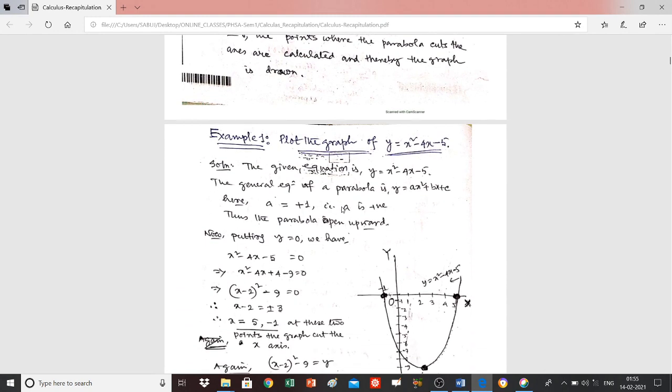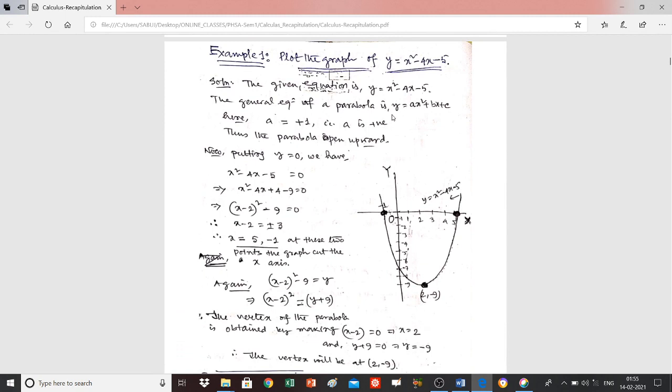So this is the given equation. I am rewriting this here, and you know the general formula of the parabola is given by y is equal to ax square plus bx plus c. From here just compare these two equations, and it is noticeable that a is plus 1, that means a is positive, so the parabola will be open upward. So this will be in this fashion.